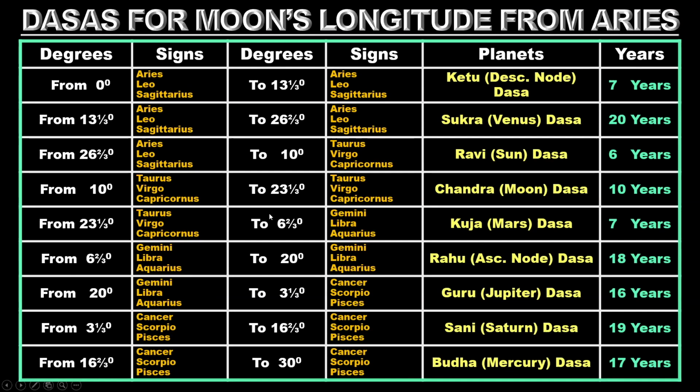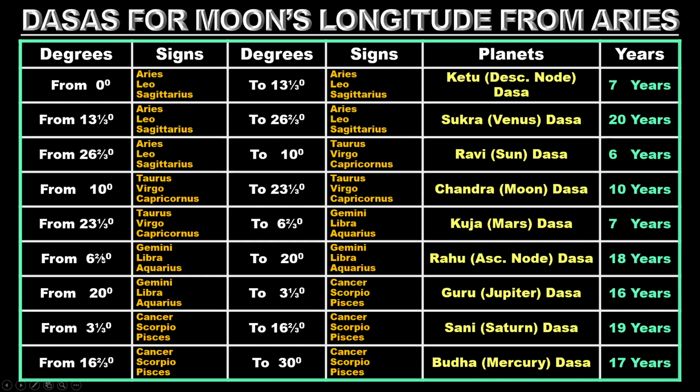This can be used by both tropical as well as sidereal practitioners. From 0 degrees, this is about the moon's longitude. I am not saying it is from vernal equinox or from Ashwini. It is the longitude of the moon measured from Ashwini in case of sidereal and from vernal equinox in case of tropical. So from 0 degrees Aries to 13 and 1/3 degrees, it is Ketu Dasha.